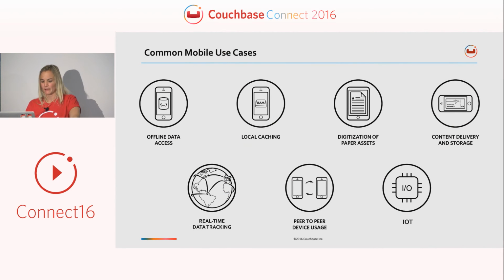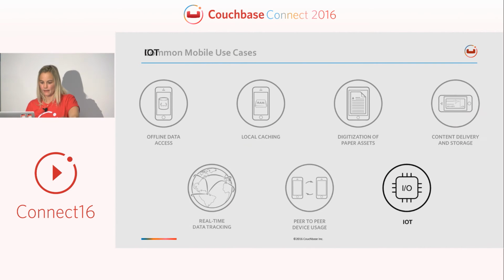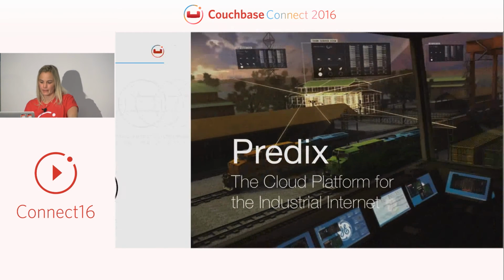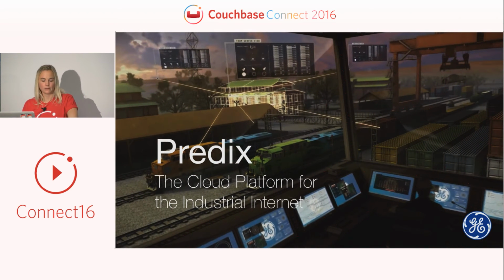Okay, so last we have IoT, which actually is its own use case and expands beyond mobile. So a logo you're probably familiar with is GE. GE is using Couchbase Mobile to power its Predix platform, which is its software platform for the industrial internet. Predix connects machines like trains, wind farms, submarines, and so much more.